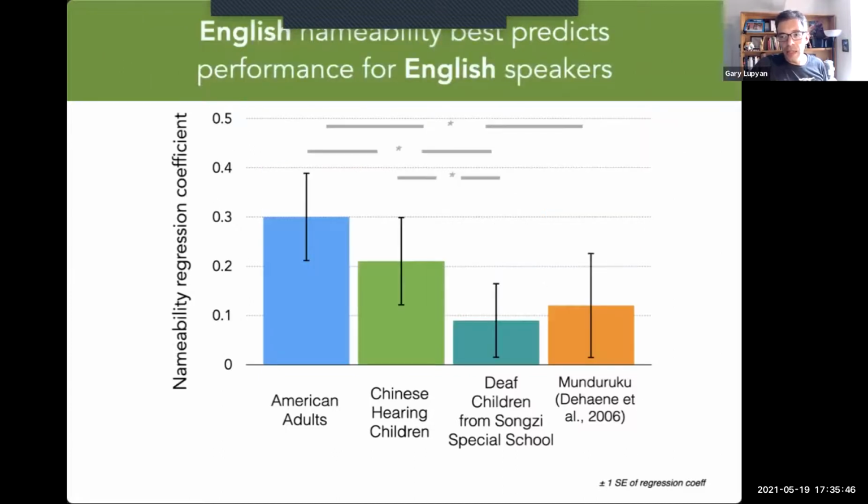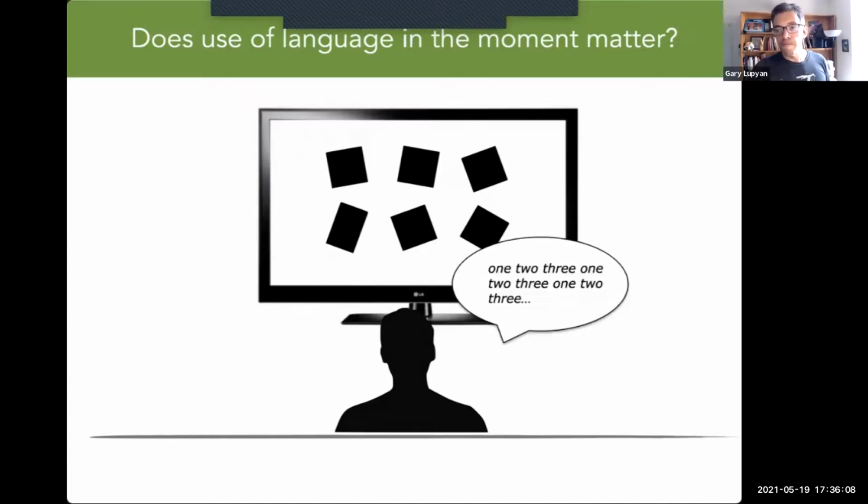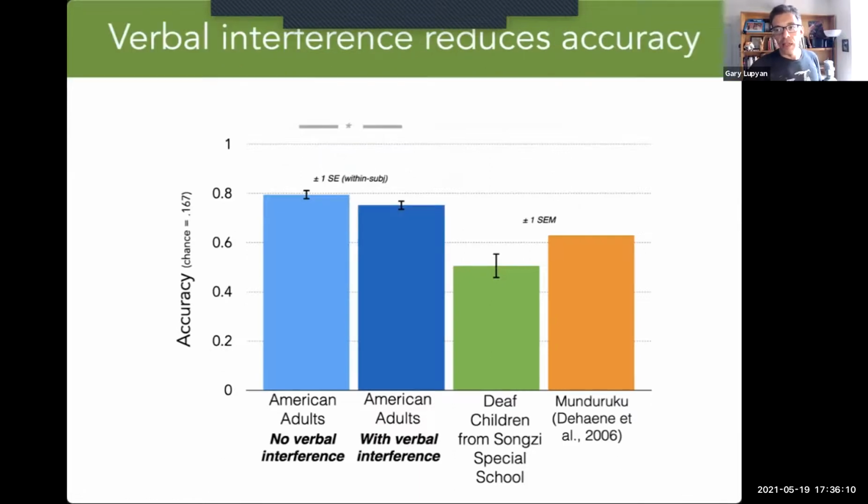And again, English nameability predicts performance for English speakers in particular. Now, we're in process of obtaining nameability measures from a few other languages to see, for example, if Shawi nameability predicts performance specifically for Shawi. What about interfering with language? What happens if you do this task while messing with language? Well, this is within subjects. There's a small but reliable decrease in performance.